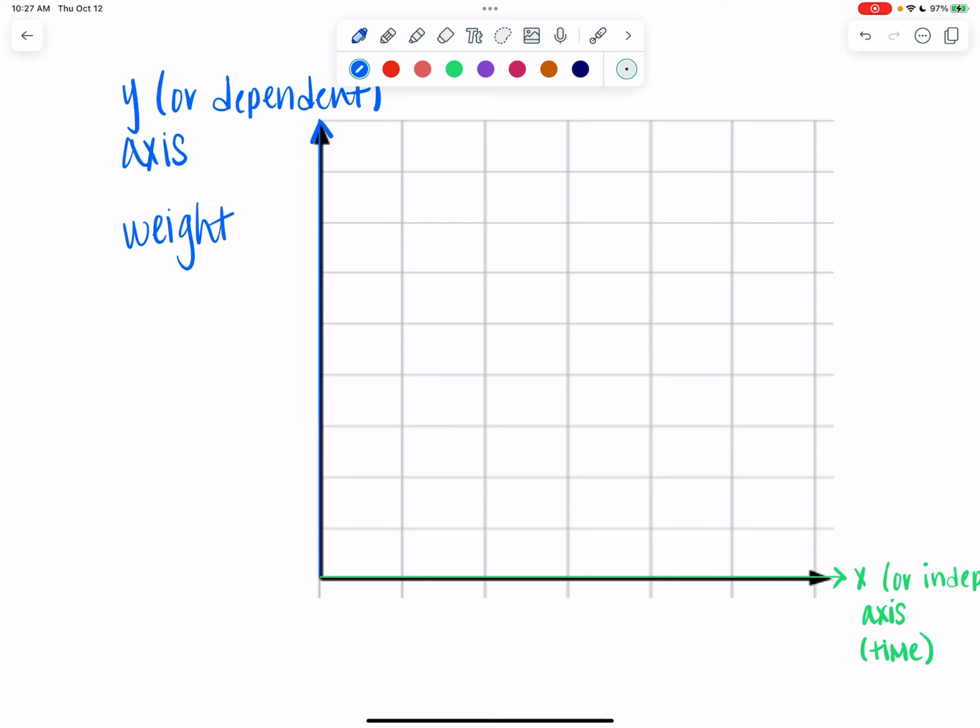When you make a line graph, we need to make sure people know what they're looking at. So make sure you label your axes. What are we measuring in? We're measuring weight in pounds. And then across the bottom, we are doing time. So we can do months.